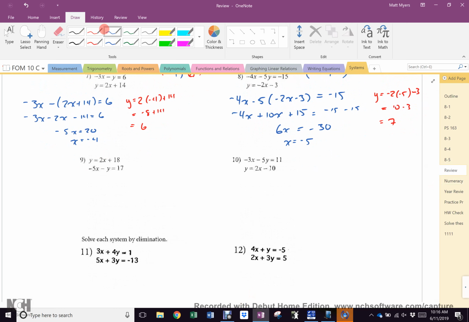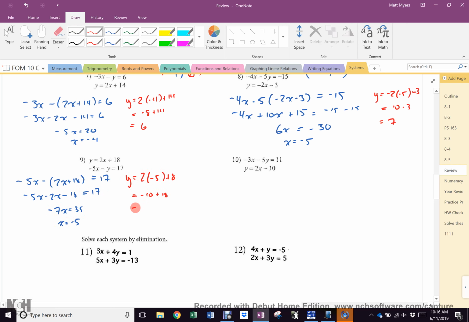Again, fortunately for us, y is isolated. Negative 5x minus 2x plus 18, because that's what y is, equals 17. Negative 5x minus 2x minus 18 equals 17. Negative 7x equals 35. X equals negative 5. Y equals 2 times negative 5 plus 18. Negative 10 plus 18, 8. Negative 5, 8. And lastly, y is 2x minus 10.